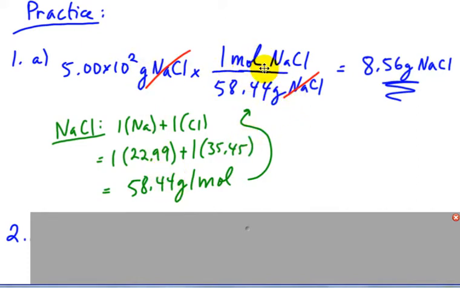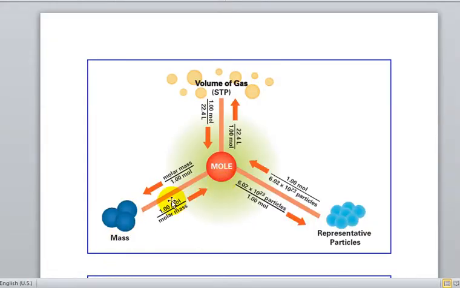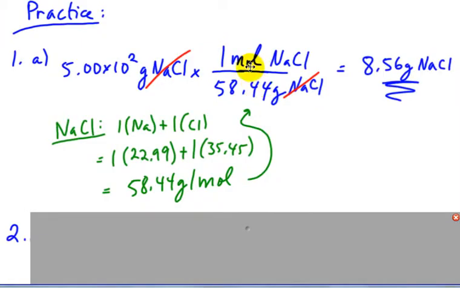So we would arrange that molar mass like this, just like back here, grams to moles, 1 mole over the mass. So 500 times 1 divided by 58.44, 8.56 moles of sodium chloride. And of course 3 sig figs, because I have 3 sig figs over here.